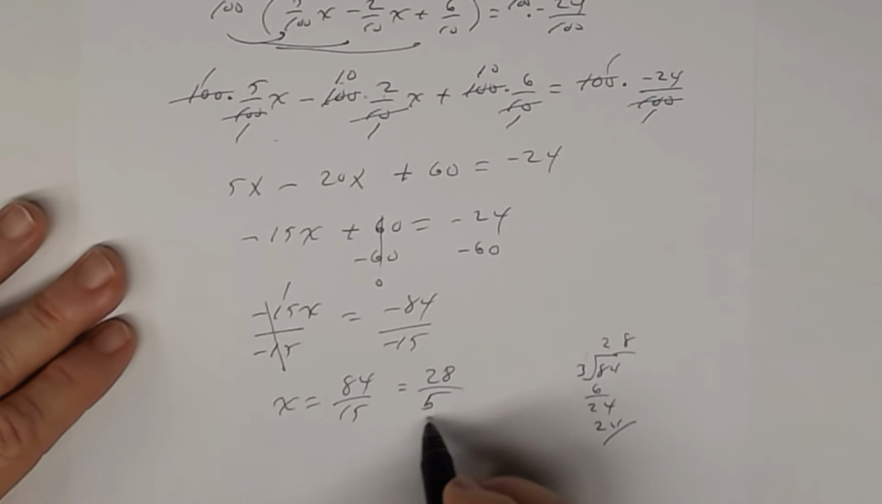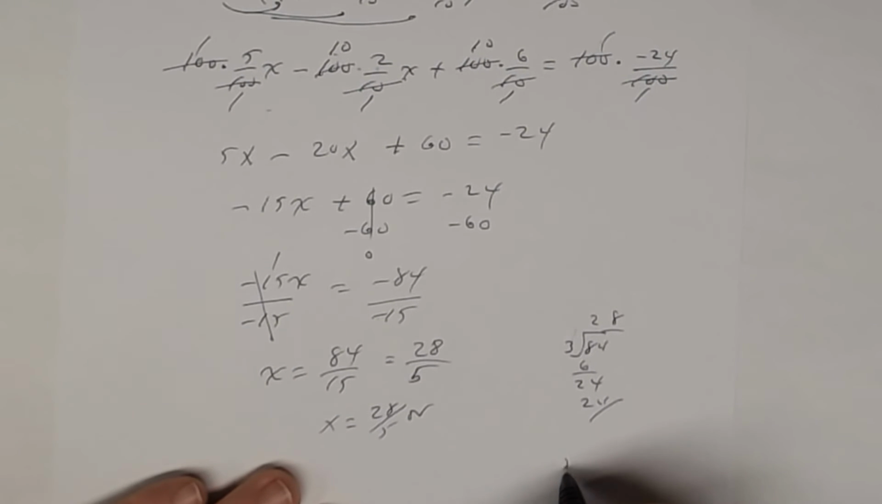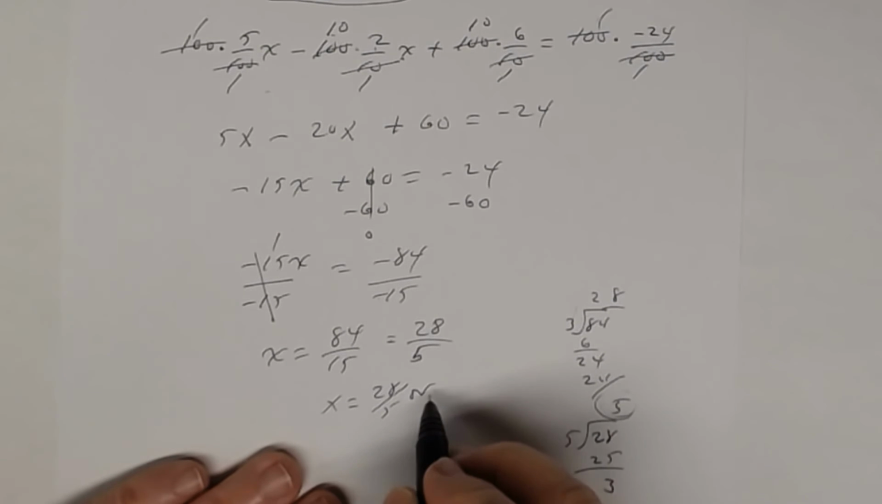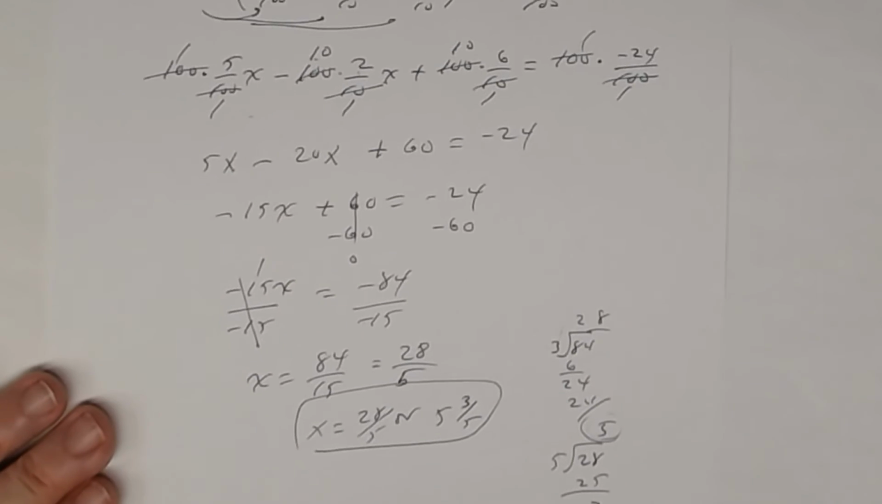And so I have this improper fraction. So x equal 28/5. If you want to, you can write it as a mixed number. 5 goes into 28 five times. 5 times 5 is 25 with the remainder 3. So you get 5 and 3/5. So it'll be 5 and 3/5. All right, so that was number 3.